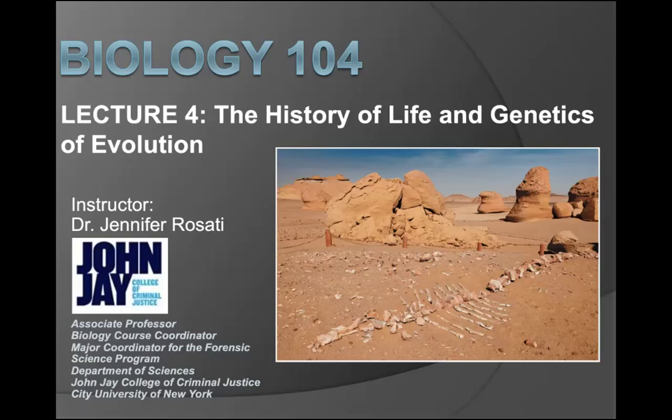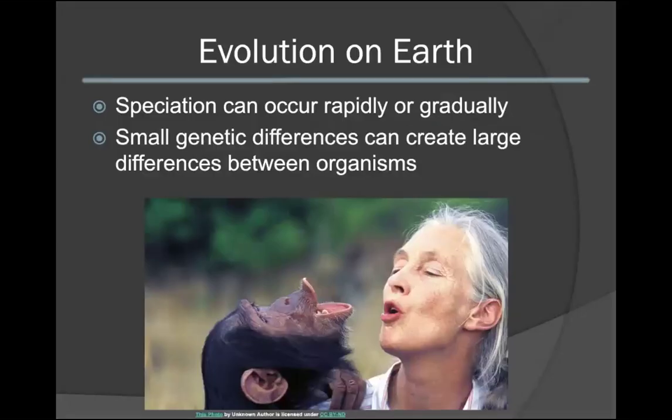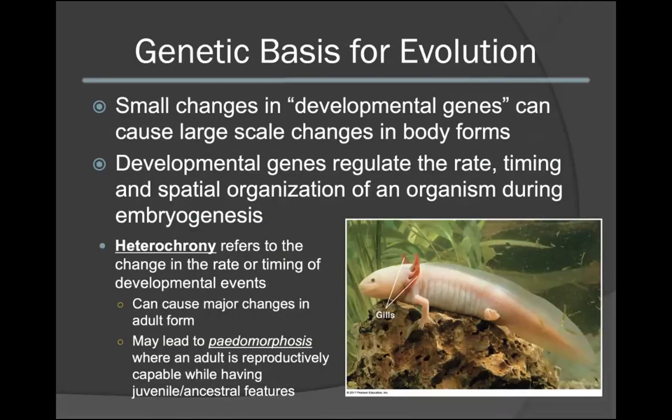Chapter 4, where we will discuss the history of life on Earth as well as the genetics of evolutionary processes. In the previous lecture, we examined how species form. We know that these speciation events can occur rapidly or gradually over time. We also know that small genetic differences can create large differences between organisms and lead to the formation of new species. We are now going to take a look at the genetic basis for evolution.